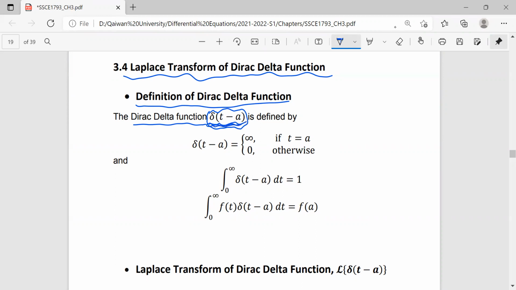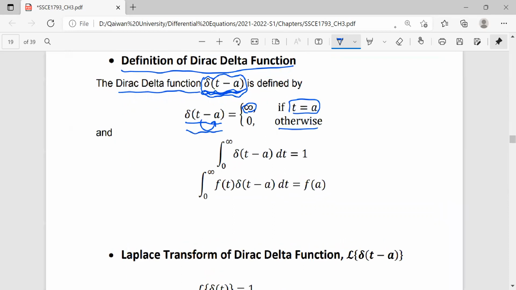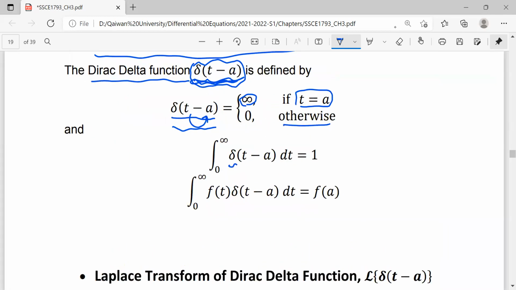It's called the Dirac-Delta function. It's defined by, it equals infinity if t equals a. If t equals a, then the Dirac-Delta function is infinity. And it's zero otherwise. That means for any other value of t except a, it equals zero. And here we say the integration of the Dirac-Delta function from 0 to infinity equals 1.